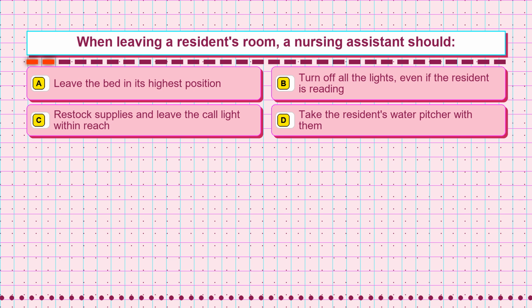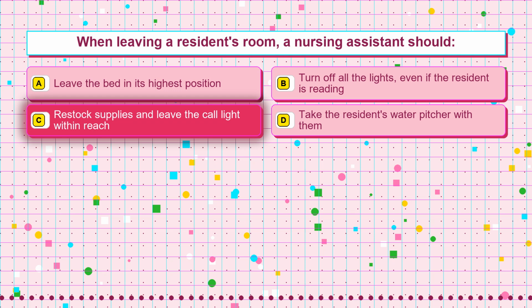Question 89. When leaving a resident's room, a nursing assistant should: Option A. Leave the bed in its highest position. Option B. Turn off all the lights, even if the resident is reading. Option C. Restock supplies and leave the call light within reach. Option D. Take the resident's water pitcher with them.